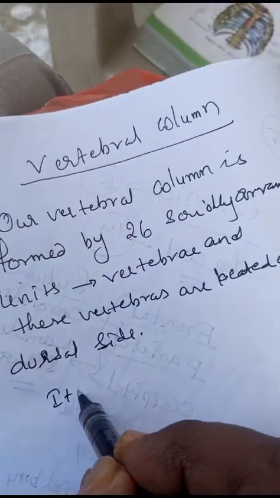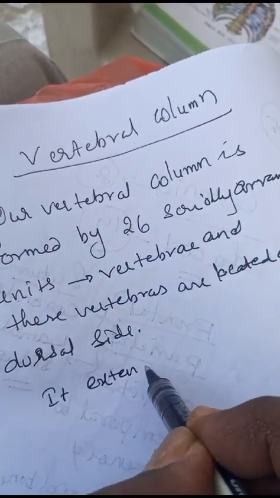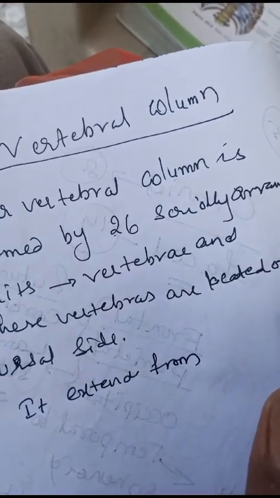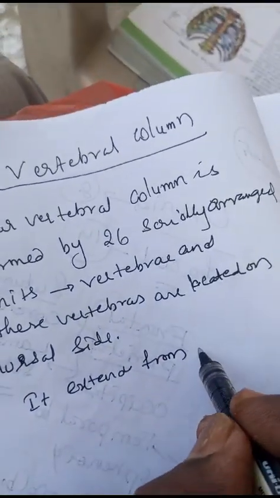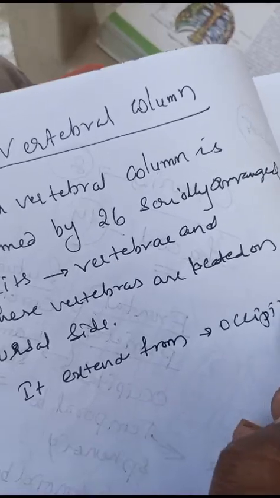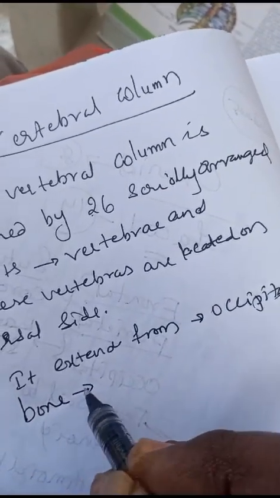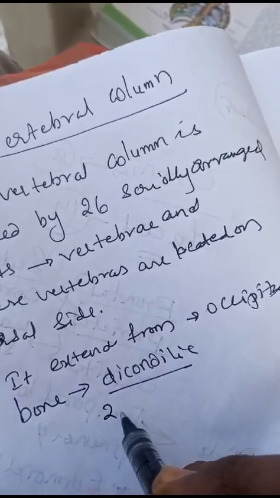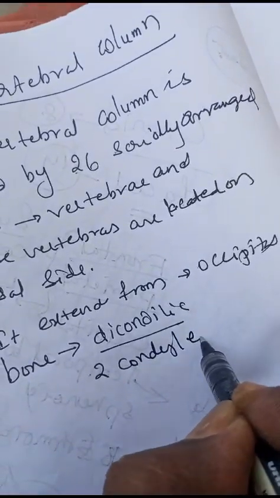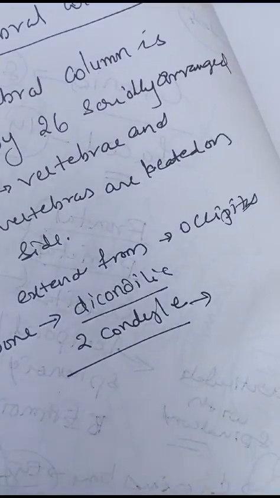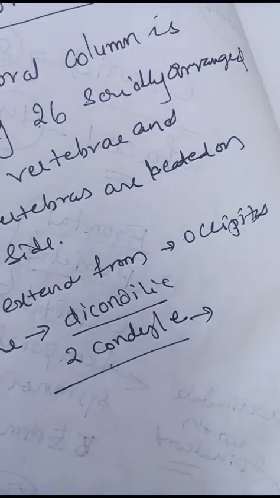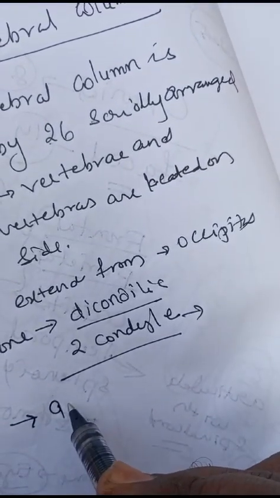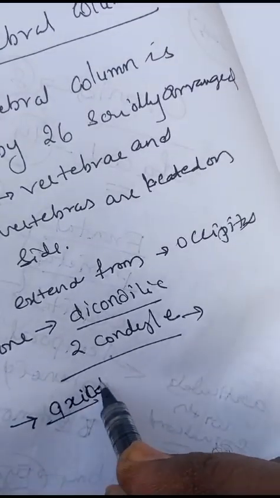It extends from the base of the skull. Base of the skull means occipital bone. This occipital bone is called dicondylic because two condyles are present in this bone. Occipital bone contains two condyles, hence the human skull is called a dicondylic skull. So this dicondylic skull articulates with the axial skeletal system.